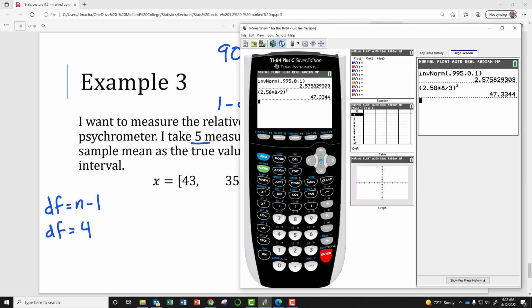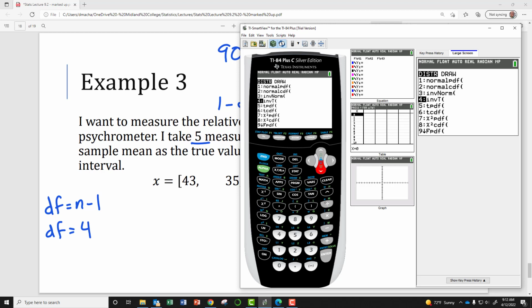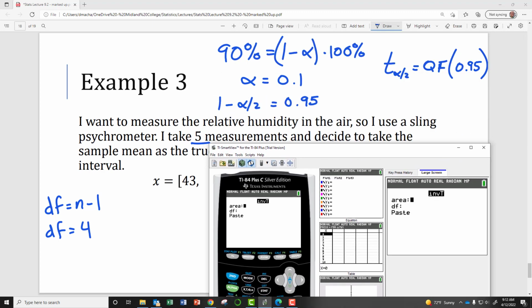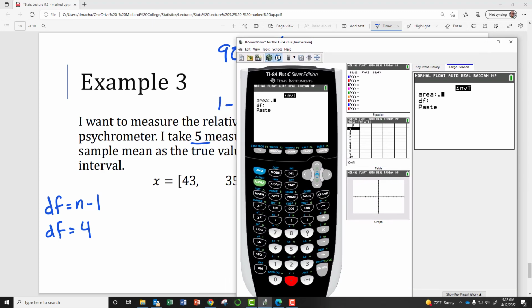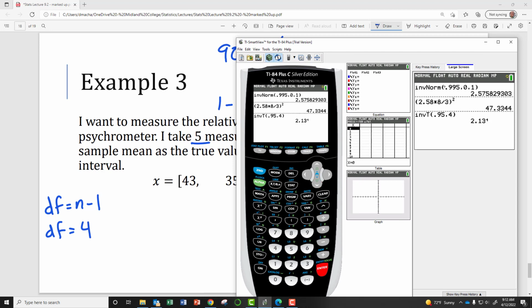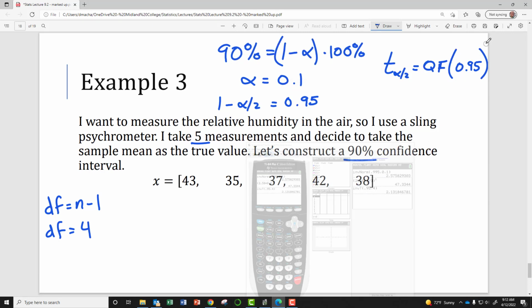So in my calculator, we go to second VARS. We go down to number 4 to get that t-distribution quantile function. My area is going to be 0.95. My degrees of freedom will be 4, and then I press enter to find that t subscript alpha over 2 value should be 2.13.